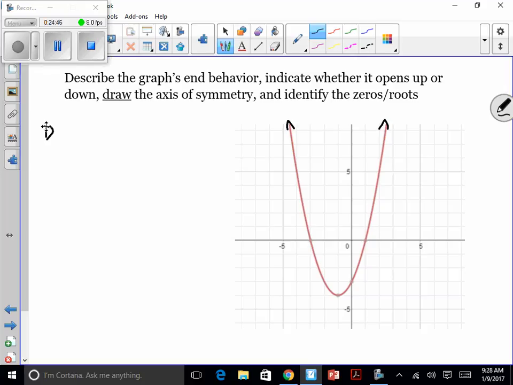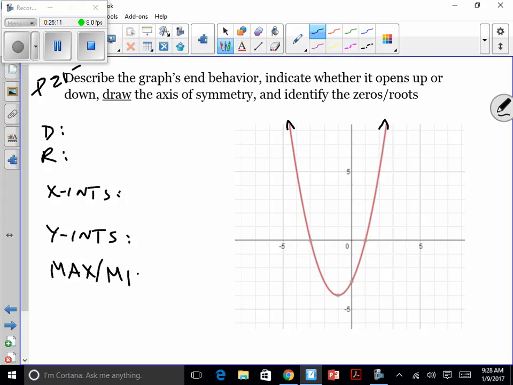All right, domain, range. We're going to have, let's put some x-intercepts. X ints, Y ints, max or min. Write it in just like I'm doing. I feel the pain too. And the name of this shape. These are the things they're going to ask you. So write those in, write those in.